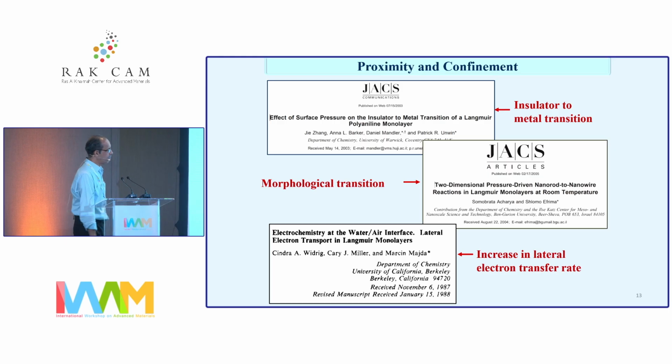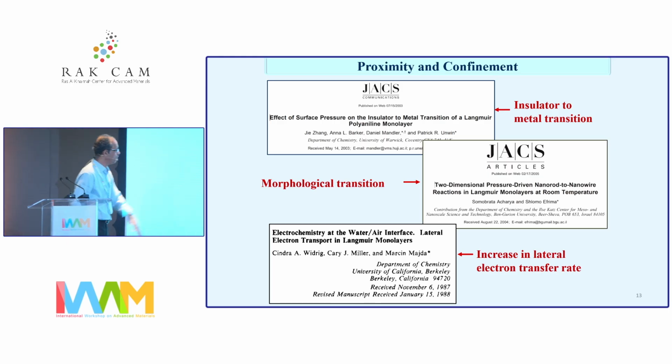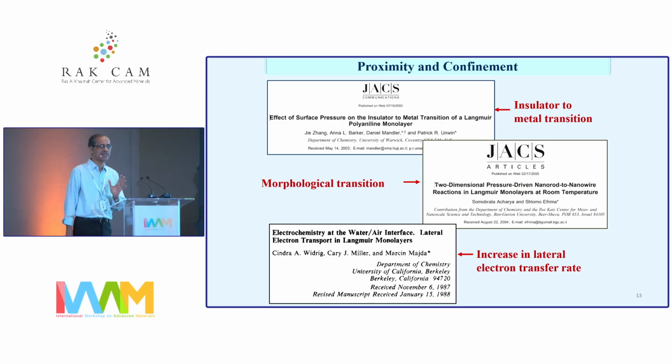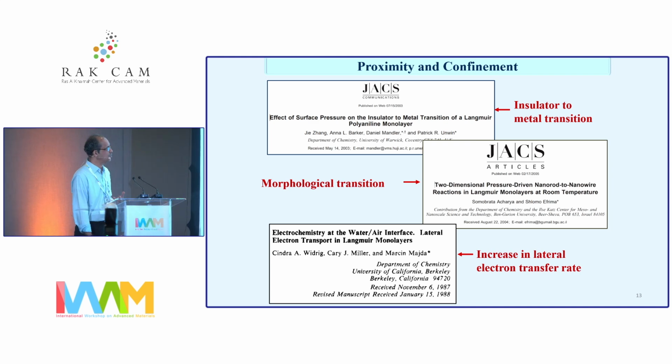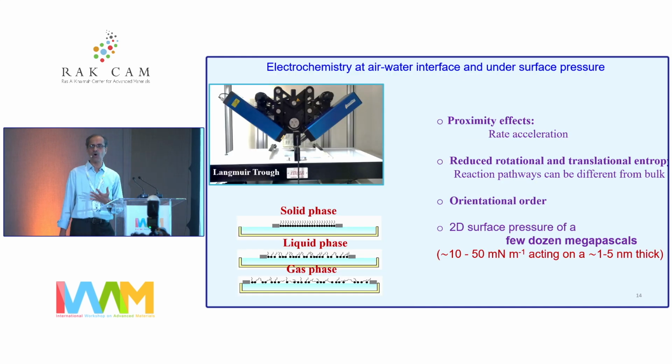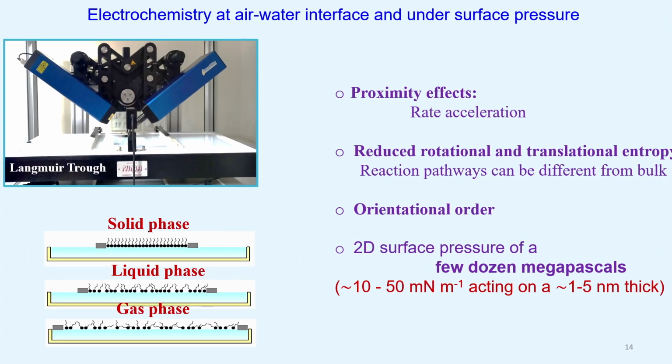And there's one more from Majda's group. This is one of the classic papers, I would say, on looking at electron transport across monolayers. So these are some of the things that are known in the literature before we got in. Our interest has been looking at electrochemical reactions at the interface, not just this. I'm going to take one example of this and then explain what it is.